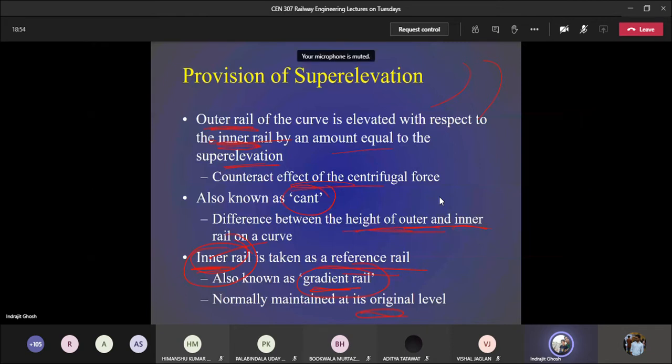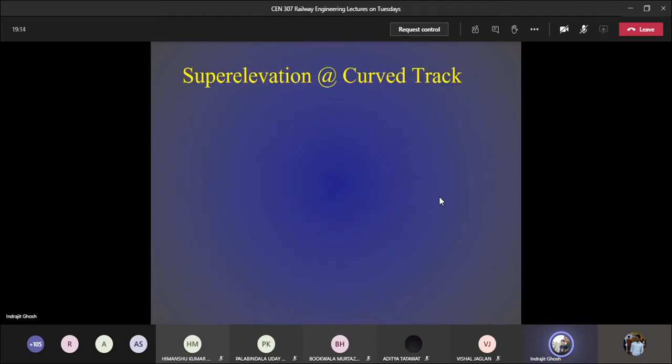If you remember during the discussion of the permanent way, I had a photo which is of a plain section and another photo from the curved section. If you look at that photo, you will be able to see that the outer rail is elevated with respect to the inner rail.